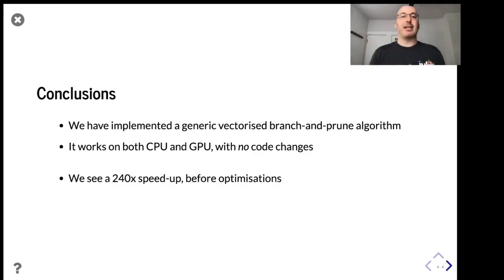So in conclusion, we have implemented this generic vectorized branch and prune algorithm that works on CPU and GPU with absolutely no code changes, and with a pretty nice speedup even before optimizations.